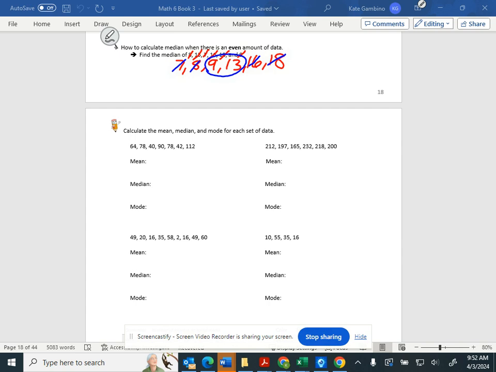What do I do, Bryn? Add them together and divide by 2. I have to find that mean of 9 and 13. So if I add 9 and 13 together, I get 22. And I need to divide it by 2 because there were 2 numbers. What is 22 divided by 2, Ava? 11. So my median is 11, even though that number isn't in my data list.